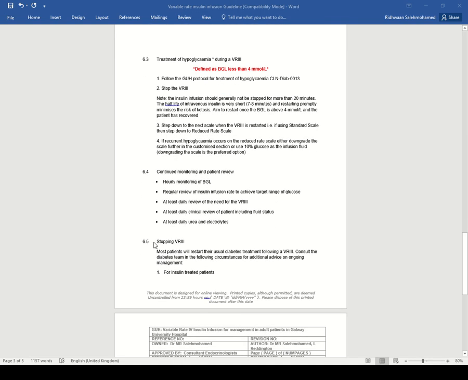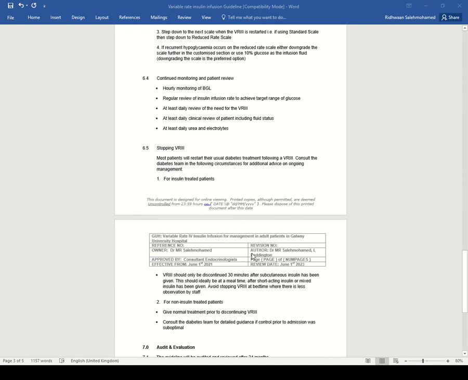Monitoring is recommended with hourly blood glucose review of insulin rates to achieve target blood glucose control and to test for the need for fluid and electrolyte replacement. In stopping the VRII, we have two main differences for the insulin treated patient. Insulin needs to be restarted subcut, and VRI can only be discontinued 30 minutes afterwards, whereas for non-insulin treated, given normal treatment, the VRI can be discontinued.